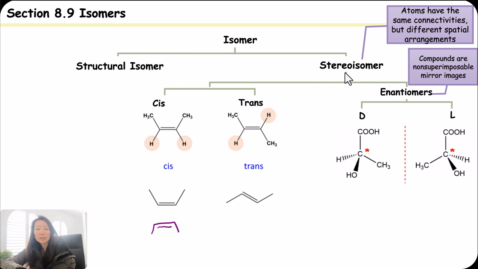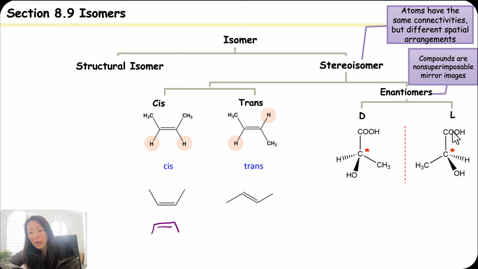Now, under stereoisomer, I have said there are 2 categories: the cis and trans category, and the enantiomers. Enantiomers are compounds that are mirror images of each other. So look at the compound here and look at the compound over here. Enantiomers are subdivided into D and L. You don't need to know which one is a D and which one is an L isomer, but what you do need to know is that the image on the left and the image on the right are exactly the same, right?